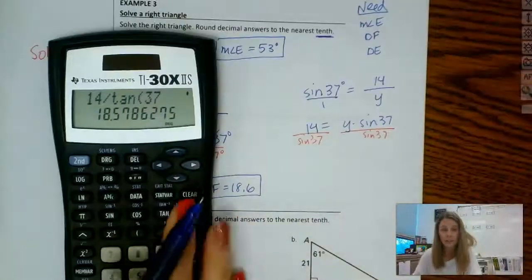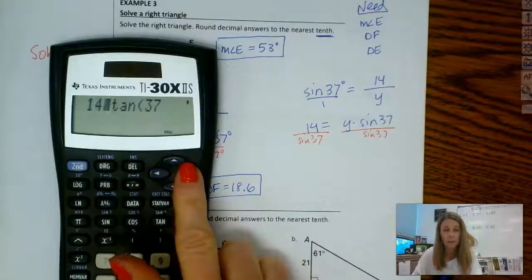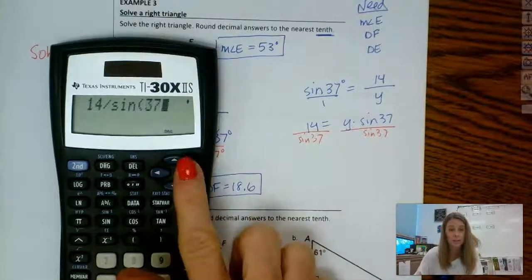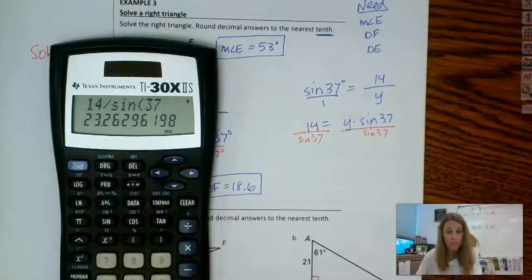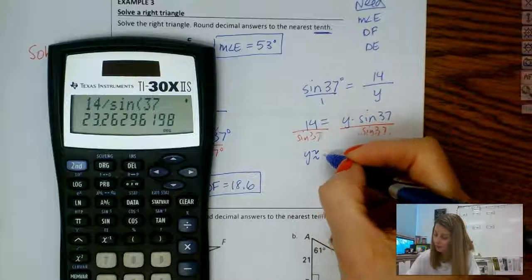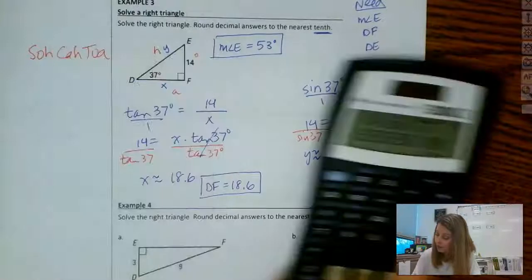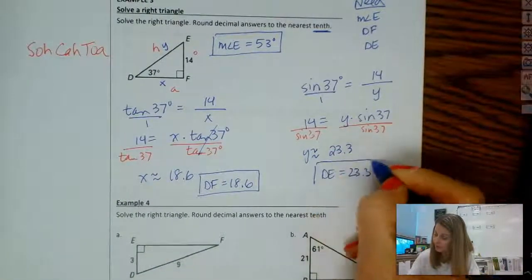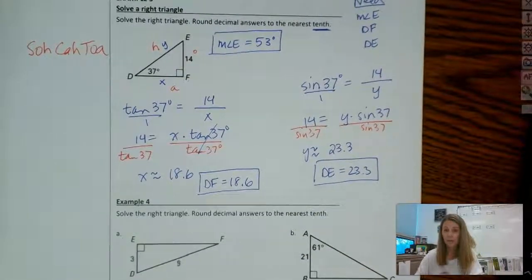All right. So here's kind of a little trick here on these calculators. I'm going to go up and put my cursor on tangent. If I type sine, look at what it does. It just goes over it. So now I'm doing, and I just double check, 14 divided by sine of 37. So y is approximately 23.3, and that is DE. So DE equals 23.3. Okay, so I have solved the right triangle. I know all 6 pieces.